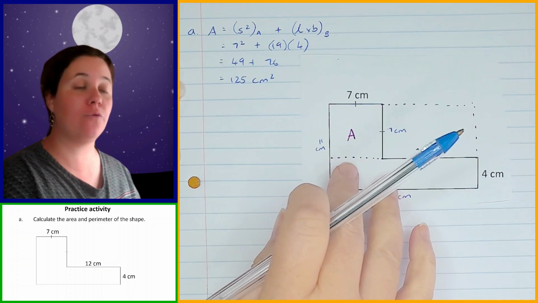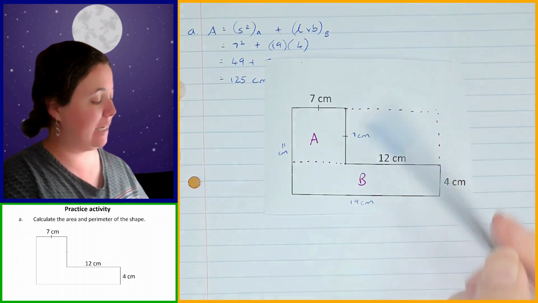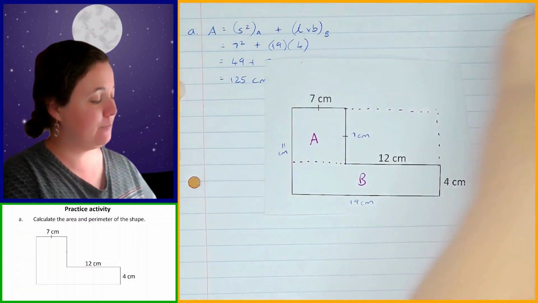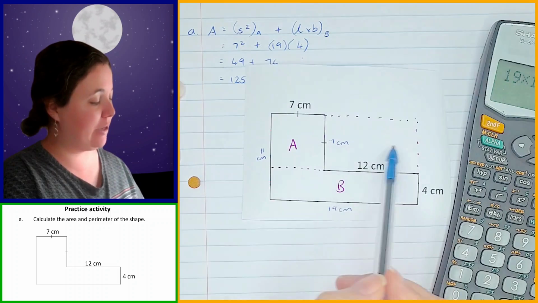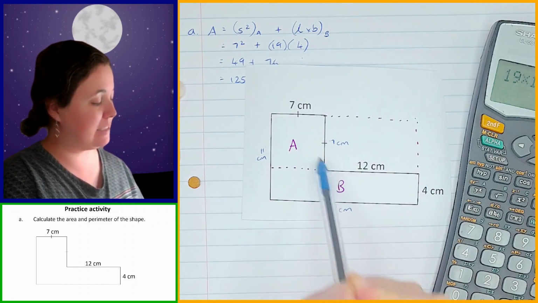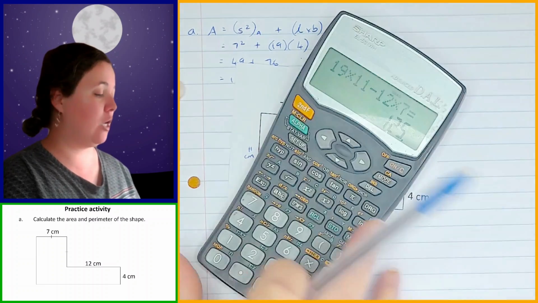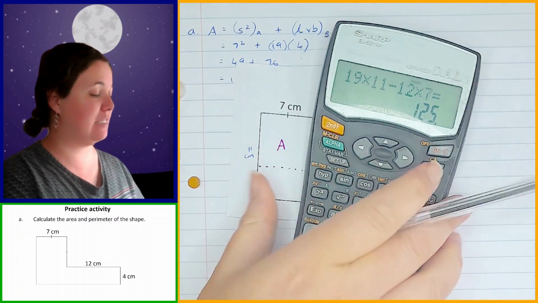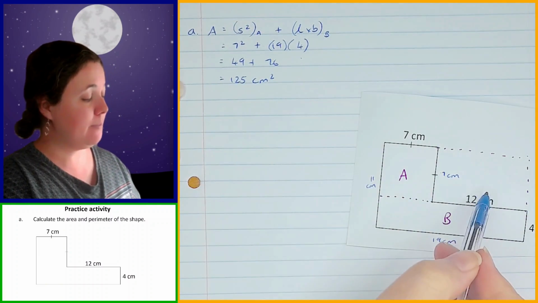Now, like I said, you could have worked it out differently, where if you had taken the whole shape, that would be 19 times 11. So 19 times 11 minus this over here, which is 12 by 7. So minus 12 times 7, and that also gives me 125 centimeters squared. So either way, you would get the same result. Okay, so that's my area.